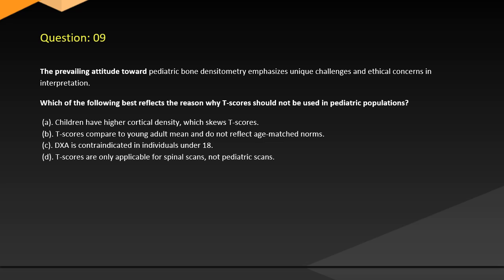Question 9. The prevailing attitude toward pediatric bone densitometry emphasizes unique challenges and ethical concerns in interpretation. Which of the following best reflects the reason why T-scores should not be used in pediatric populations? A. Children have higher cortical density, which skews T-scores. B. T-scores compare to young adult mean and do not reflect age-matched norms. C. DXA is contraindicated in individuals under 18. D. T-scores are only applicable for spinal scans, not pediatric scans.